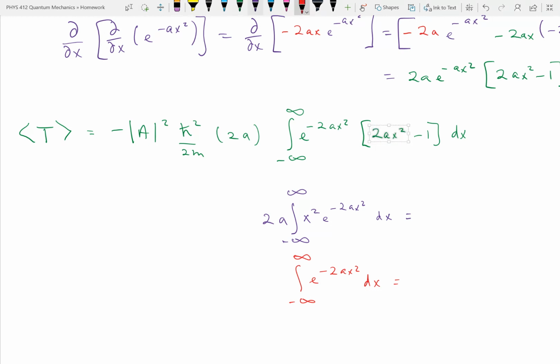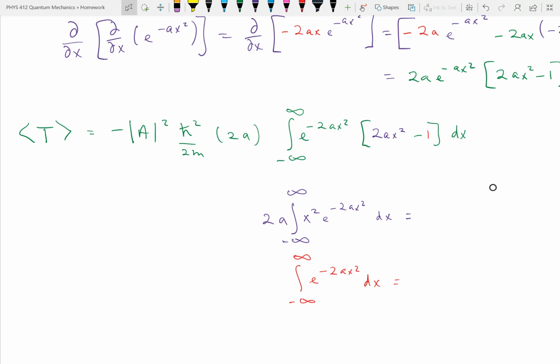Let me do some color coordination to help us a little. So that's what my colors are going with. Now in this case, the first integral is symmetric. They're both symmetric, but on the first one, we have x squared.